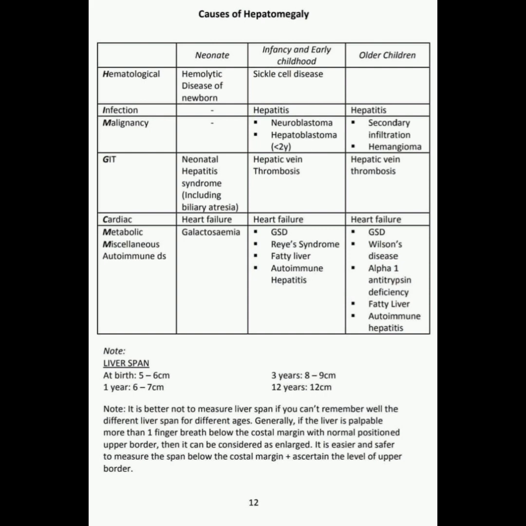Another note is that it is better not to measure liver span if you can't remember well the different liver spans for different ages. Generally, if the liver is palpable more than 1 finger breadth below the costal margin with a normally positioned upper border, then it can be considered as enlarged. It is easier and safer to measure the span below the costal margin plus ascertain the level of the upper border.